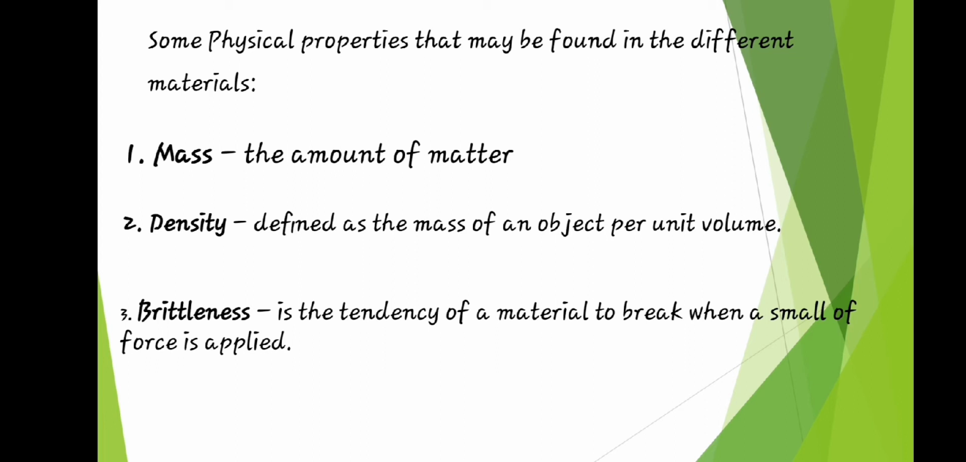So now let's proceed to another material. We have brittleness. Of course, physical property can be described in brittleness. How? Because brittleness is the tendency of a material to break when a small force is applied. To explain it further, brittleness is characterized by little deformation, poor capacity to resist impact and vibration of load, high compressive strength, and low tensile strength.